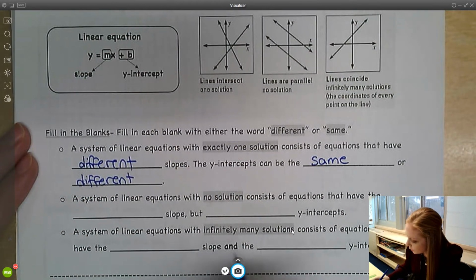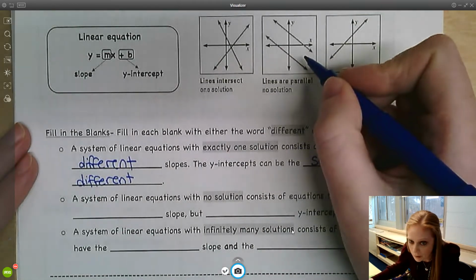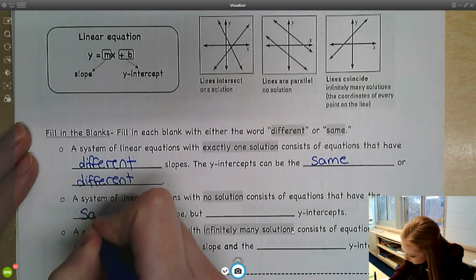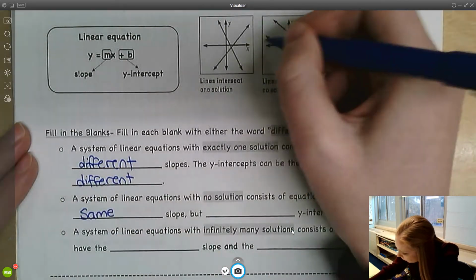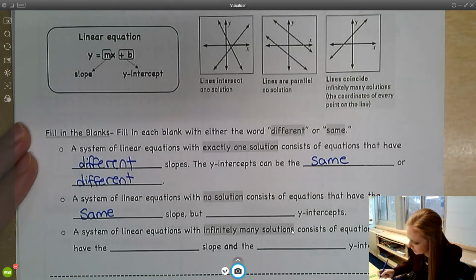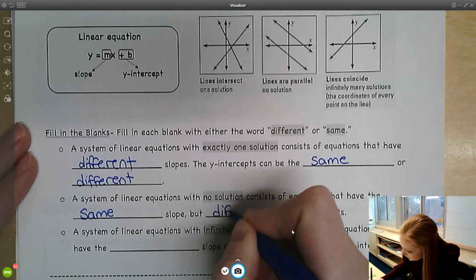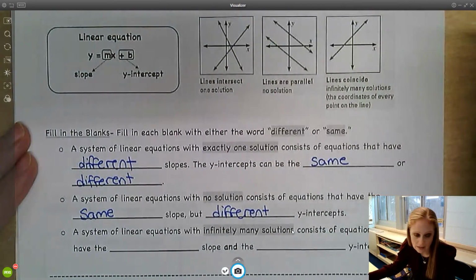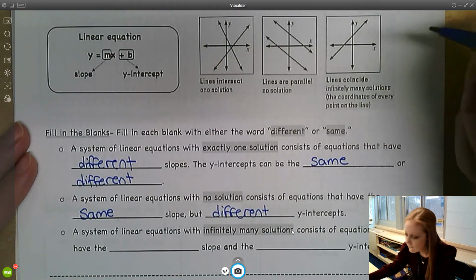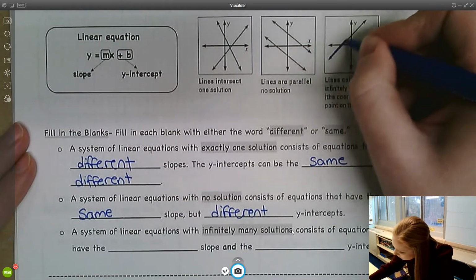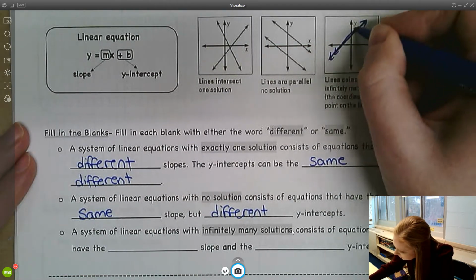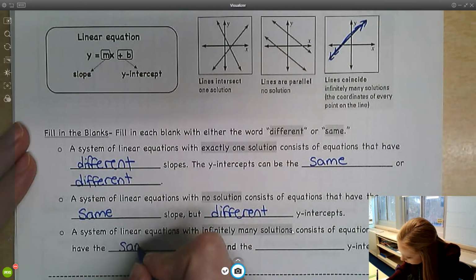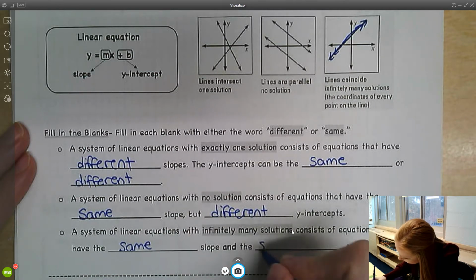Okay, a system of linear equations with no solution, like in this picture, when the lines are parallel, they have the same slope. They are rising or falling at the exact same rate of change, but they have to have different y-intercepts. They're starting at different spots on the y-axis. And a system that has infinitely many solutions, like this one here, where you have one line on top of another line, they have the same of everything, the same slope and the same y-intercept, because they're the same line.